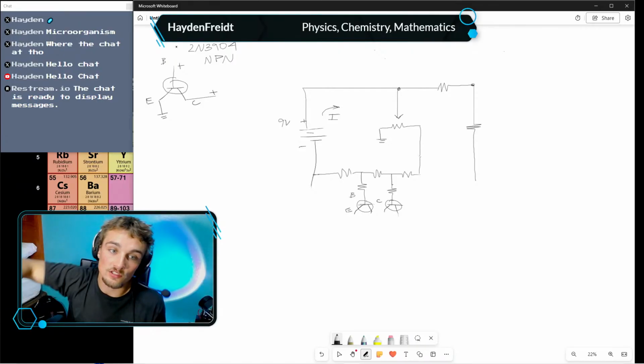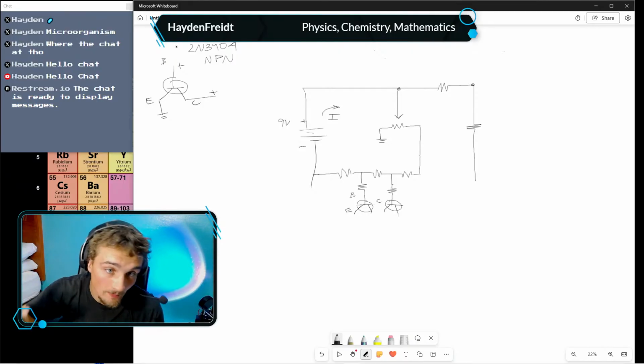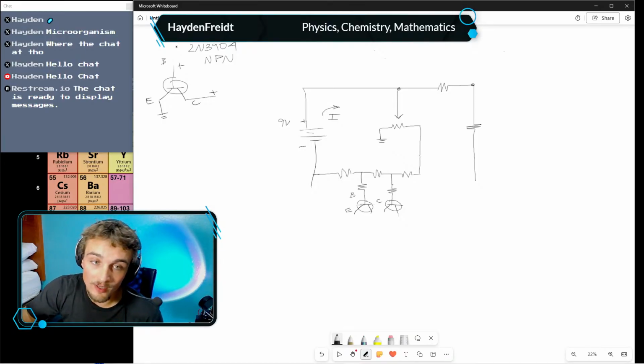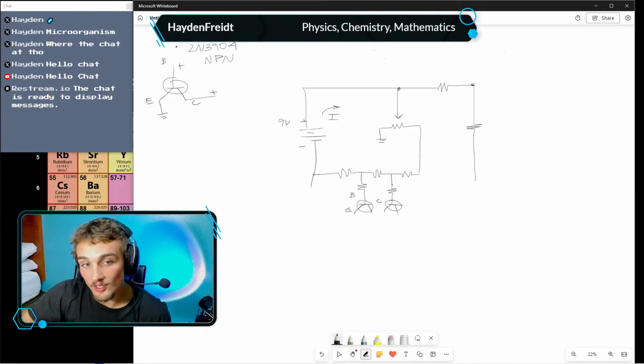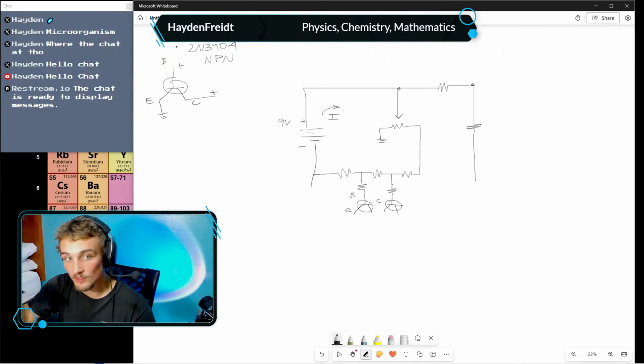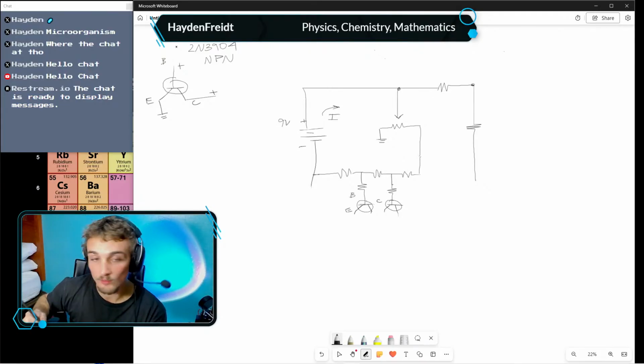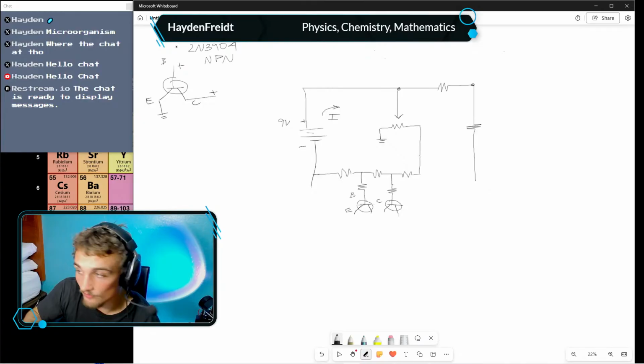So this is just one thing I wanted to look at. If it's a PNP transistor, I believe the emitter is the supply and the collector is meant to be grounded. So these are very subtle differences, but it's important. It makes a big difference.